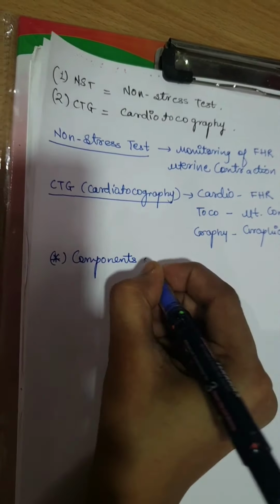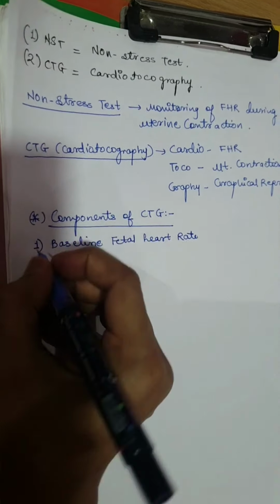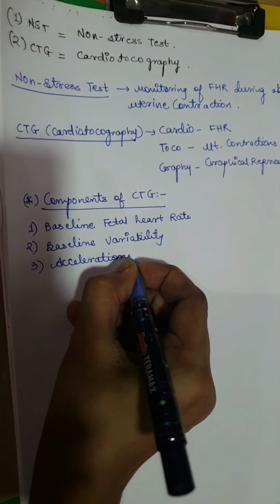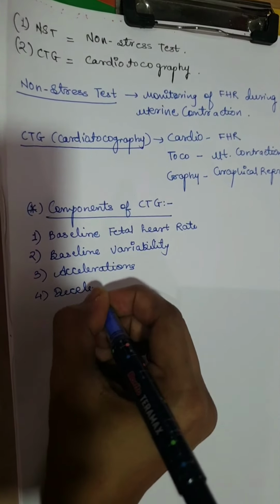That on what points we can ensure the healthy fetus. First is the baseline fetal heart rate. Second point is the baseline variability. Third are the accelerations. Fourth one is decelerations.